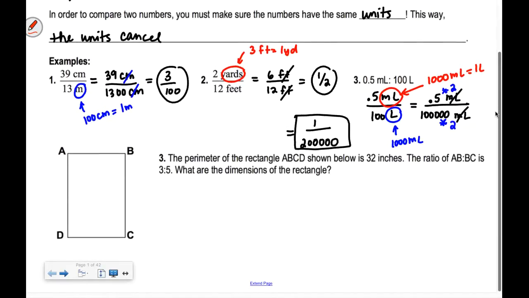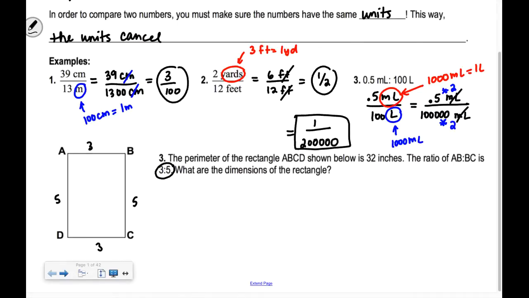All right, so next up. It says the perimeter of the rectangle ABCD shown below is 32 inches. The ratio of AB to BC is 3 to 5. Okay, so when we have a ratio of 3 to 5, that means we could have 3, 3, 5, and 5. But does that give me a perimeter of 32? So count it up. 3 plus 5 is 8, plus another 3 plus 5 is another 8. So we get 16. Did it work? No. So it's been reduced down by something.